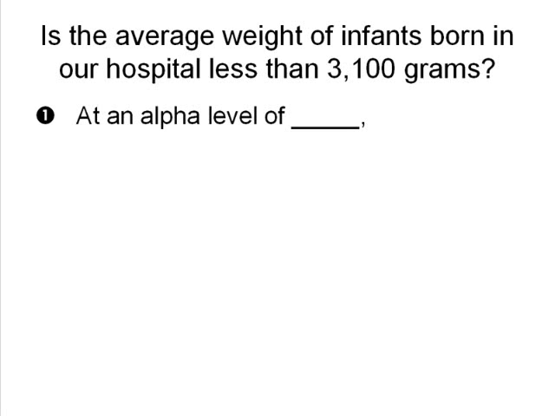Whether or not we've rejected H0, whether or not we decided to reject H0, we always start with this part for our conclusion. We always say, at an alpha level of blank. And here we put in our alpha level, which in our case was 0.05, and usually will be 0.05, but in rare cases maybe 0.01.